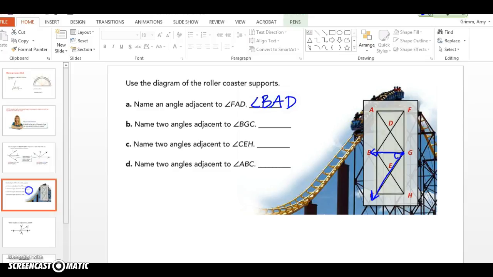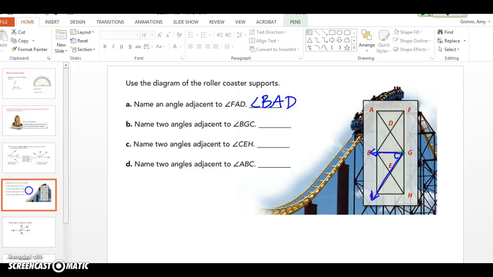Adjacent means touching. All right, she said BEG. Let me see if I can find it. We've got B, you said E to G. Okay, it has to touch that vertex. It has to share.